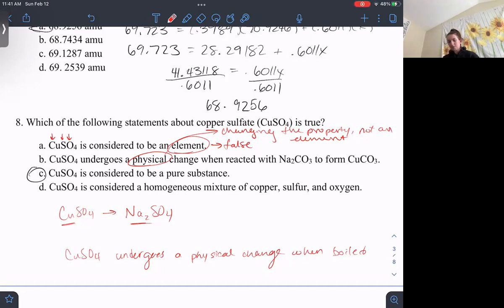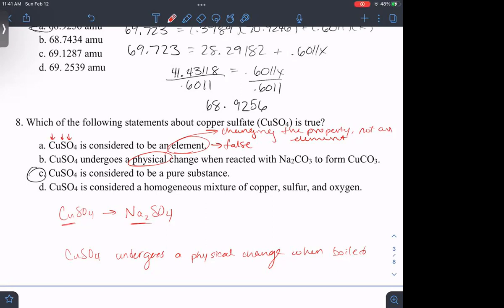Copper sulfate is considered to be a pure substance. We're going to come back to this and we're going to explain why D is wrong first. So copper sulfate is considered to be a homogeneous mixture of copper, sulfur, and oxygen. So can anyone tell me why this one is wrong? Because they are bonding with each other, they're not just lying around.